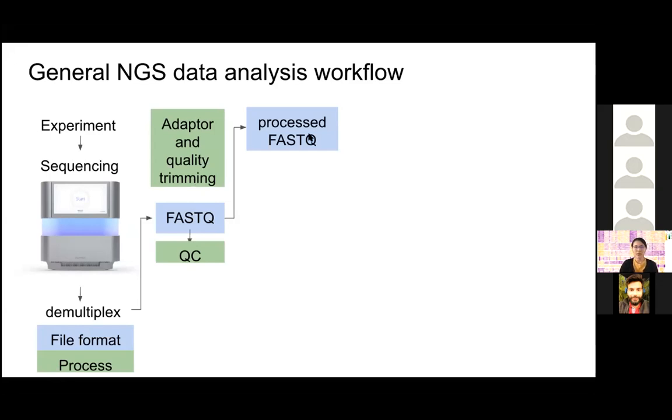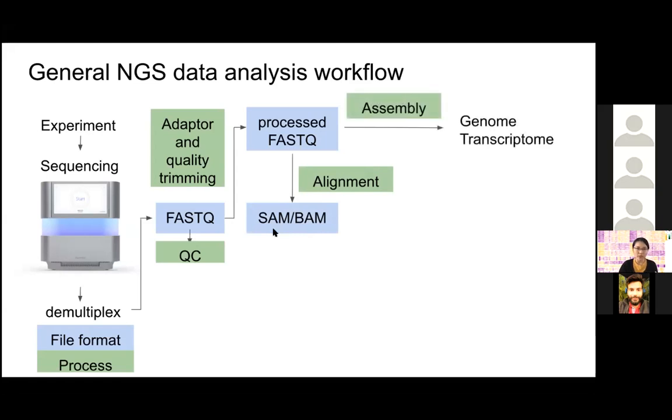Now, once we have this processed FASTQ file, one very common step is to do alignment, which means aligning these sequencing reads to a known genome so that we know where in the genome these reads come from. This results in the file types commonly referred to as either SAM file or its binary version, BAM file. Alternatively, when we don't have a reference genome or transcriptome, we can assemble these processed reads into either the whole genome or the transcriptome.